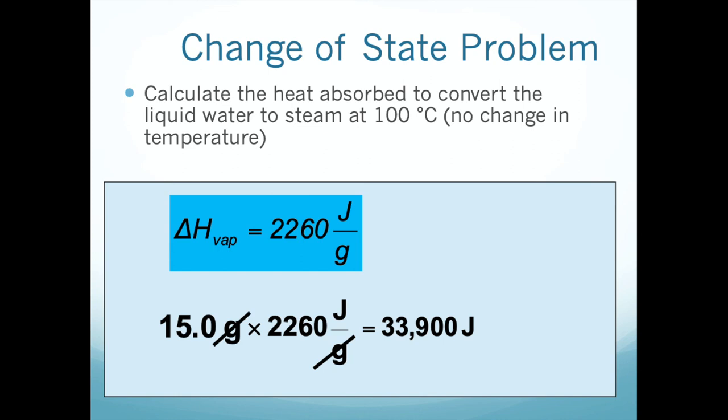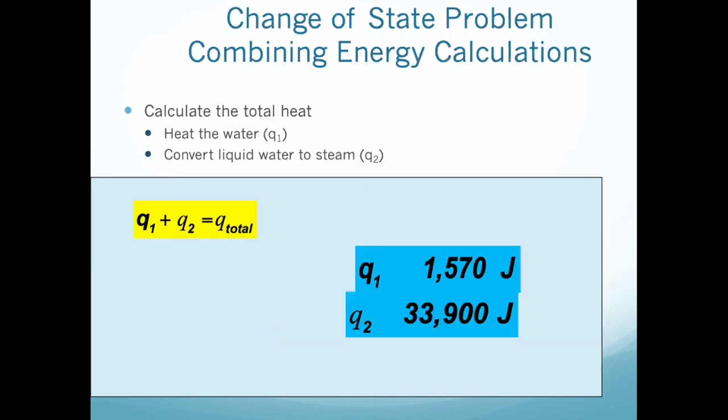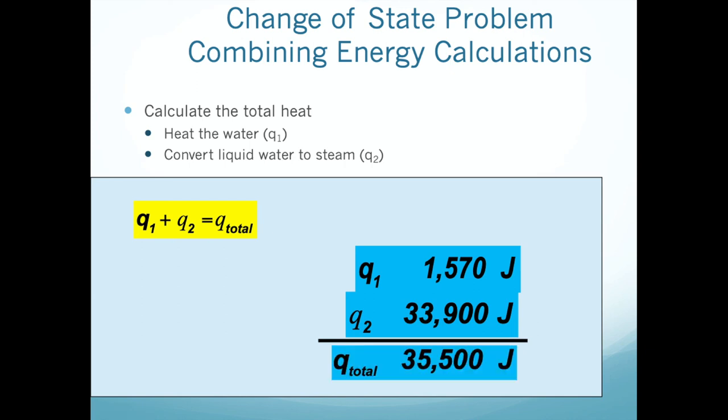Okay, and remember, your final answer is just those two answers added together. So we take our 1,570 from our warming up of our water, and then the 33,900 joules in order to boil it, and that gives us our total amount of heat for this whole process.